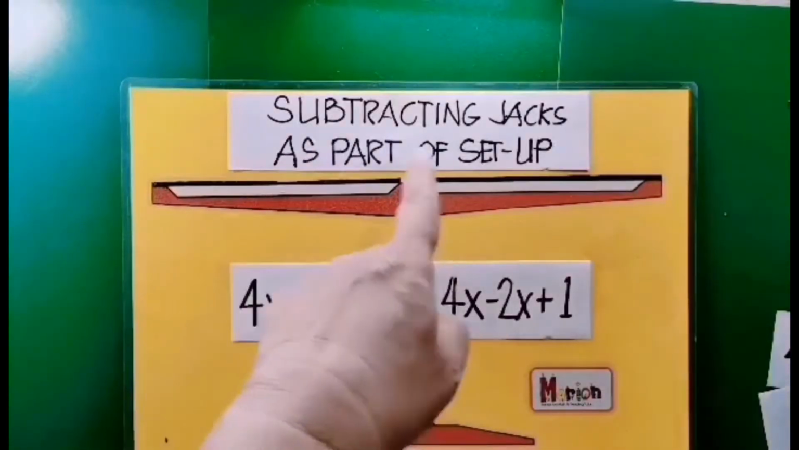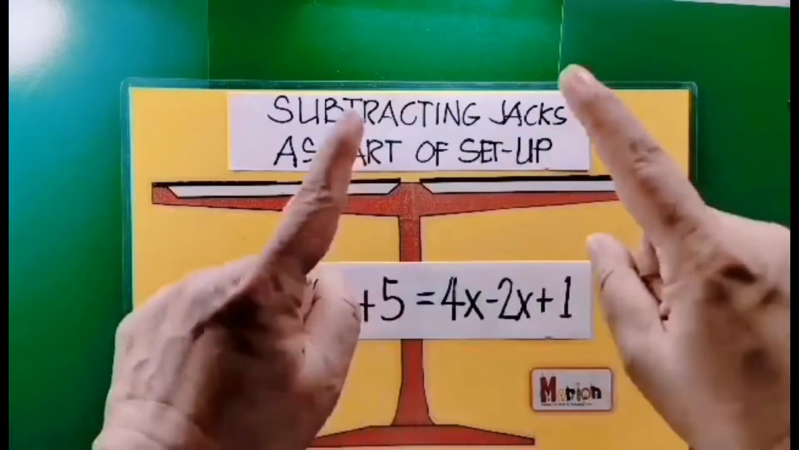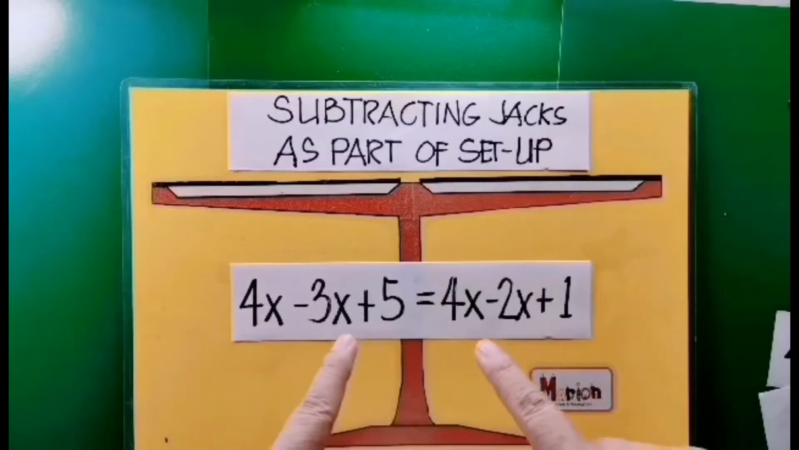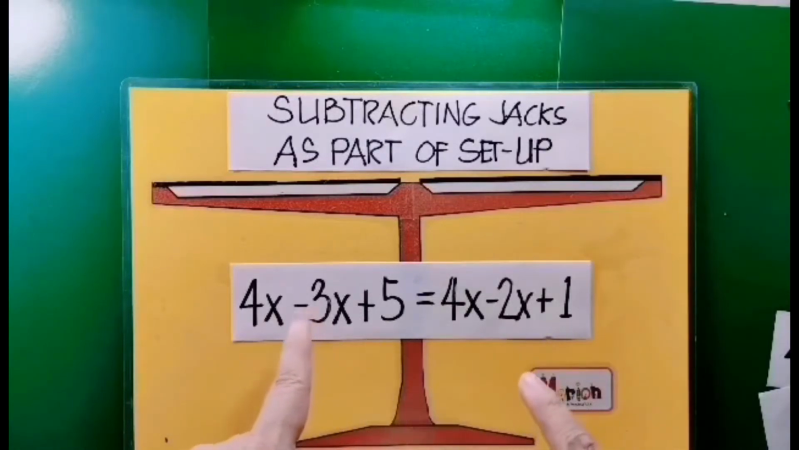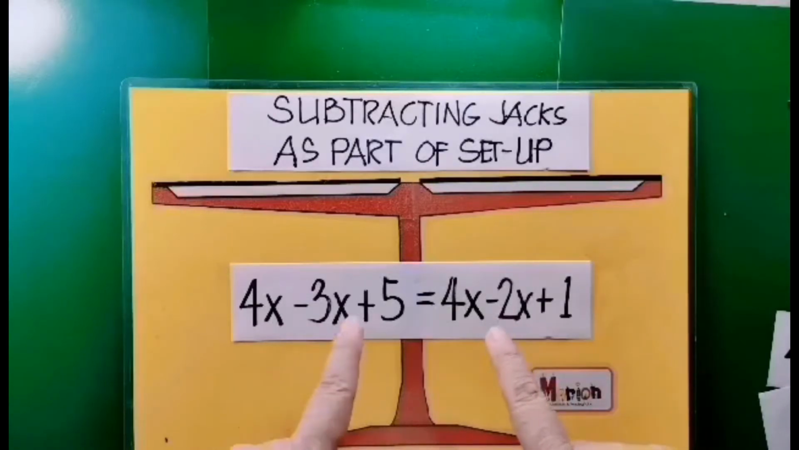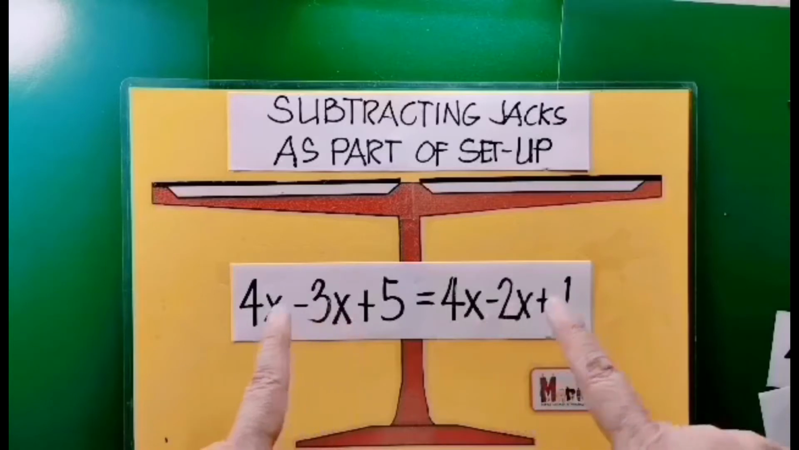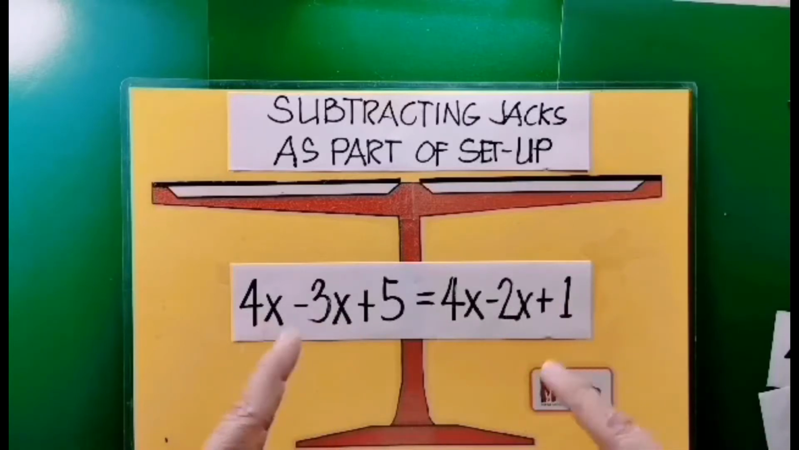While when you say subtracting jacks as part of setup, you use it if you see this kind of equation. See, there is already a subtraction in the statement. Both sides have subtraction. Now, when you see this one, you do the subtraction first as part of the setup, and then you do the legal move.